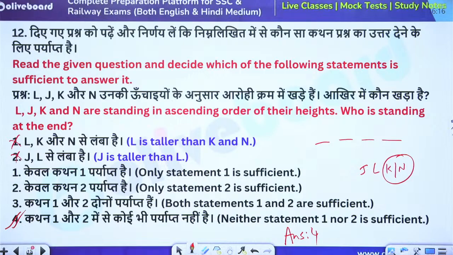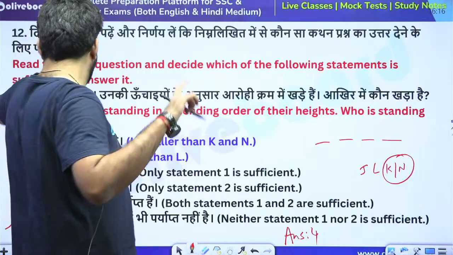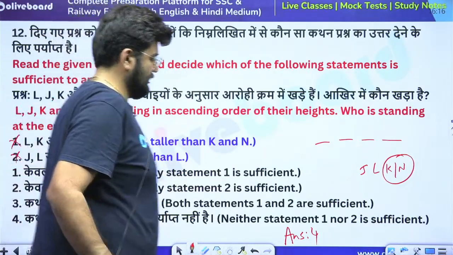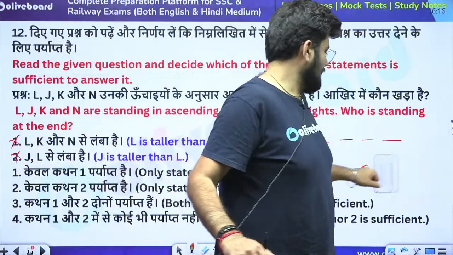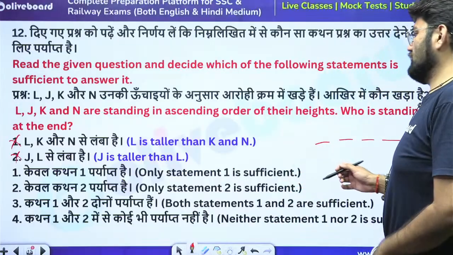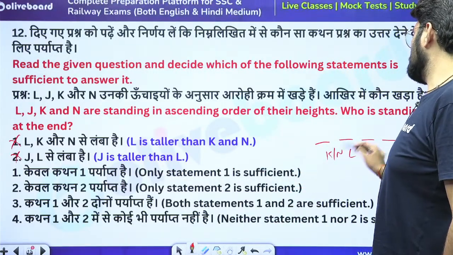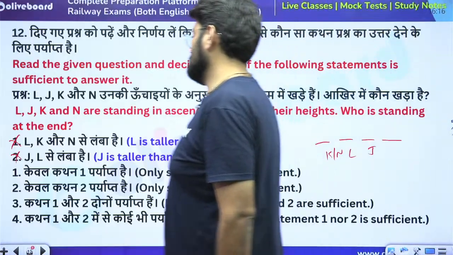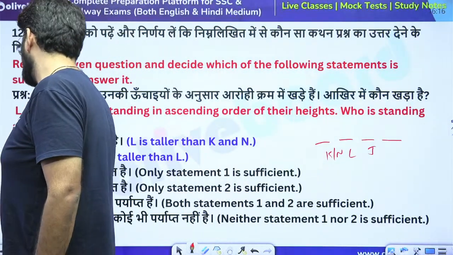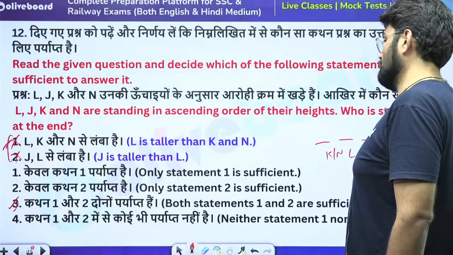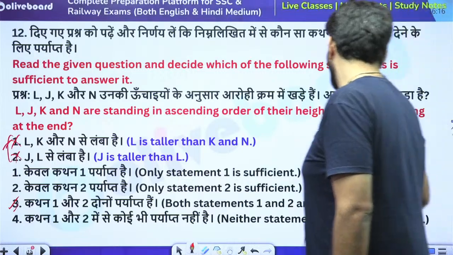Cool. Both are sufficient. How? How are both sufficient, beta? Oh, sorry. You're so right. It's my bad. They are standing in ascending order of heights, not descending order. So L is taller than K or N and J is taller than L. So J is standing in the end. So both 1 and 2 together will sufficiently answer your question. Good job. Excellent. Answer 3 is the right answer.